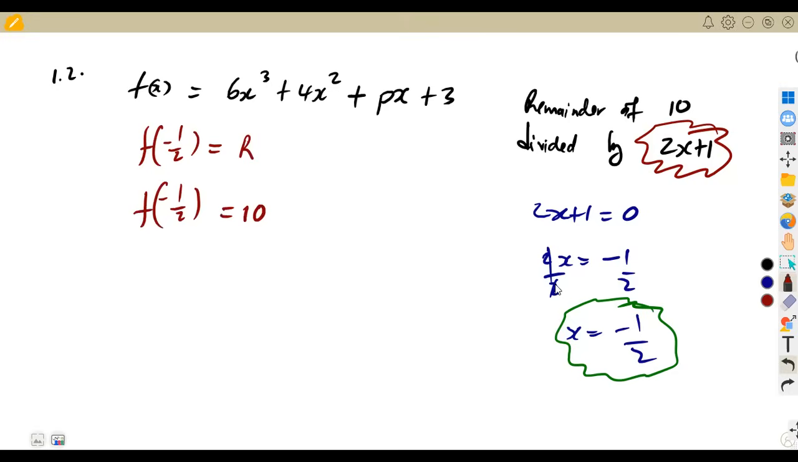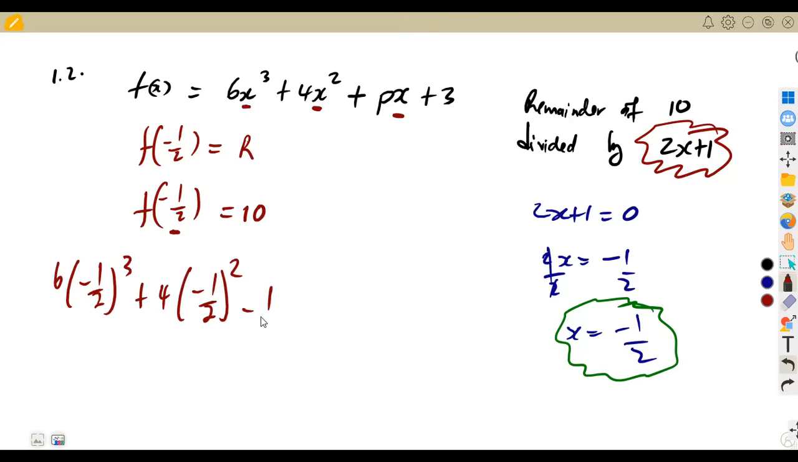By just having this, you are telling us that this is an equation whereby I'm supposed to substitute f of -half. It means wherever you see x, you substitute a -half. So here there's x, so it's going to be 6 into -half to the exponent of 3 plus 4 into -half to the exponent of 2 in this case, plus px. So our x there is -half.